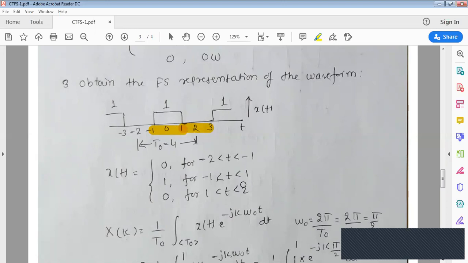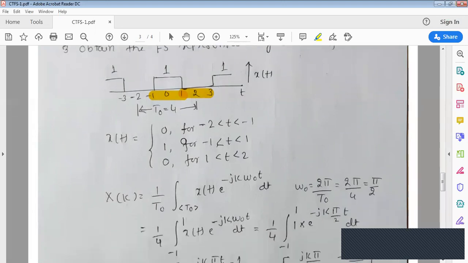That's all. You can write the definition, but while you choose the intervals, try to choose symmetric values, that is plus 2 minus 2, plus 1 minus 1, minus 3 plus 3. Like this you choose, so that it becomes easy for integration. Otherwise also you can integrate, there's no problem, but this is the easier way to do this one.